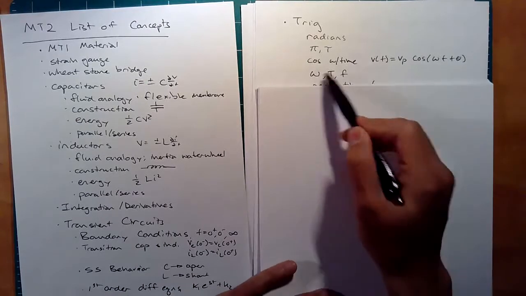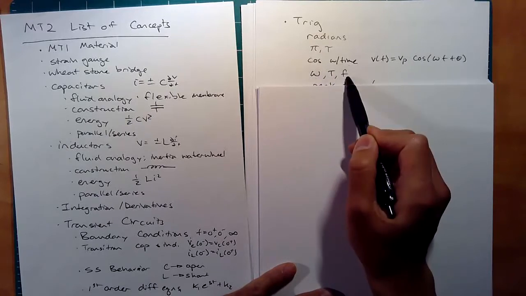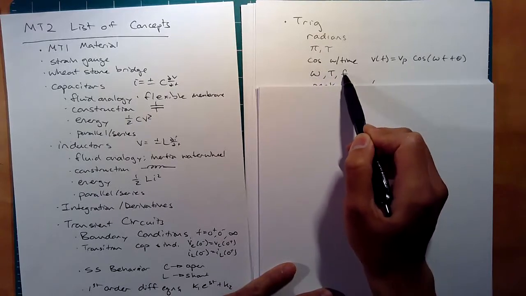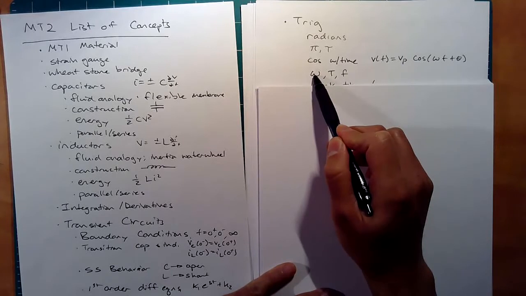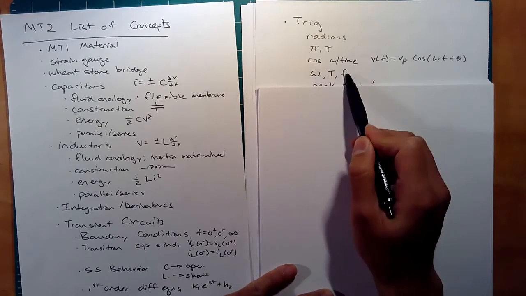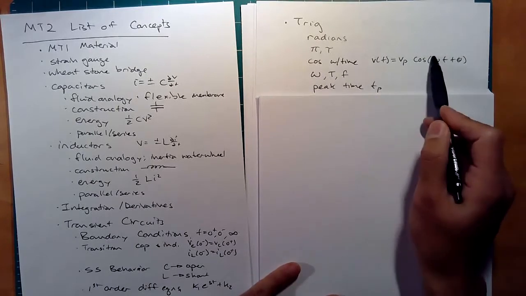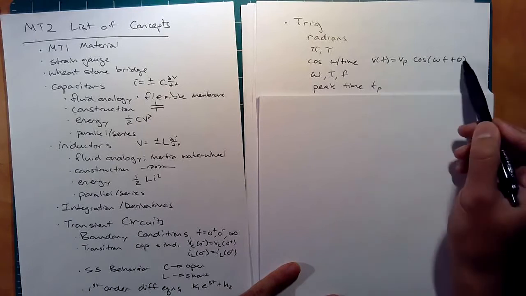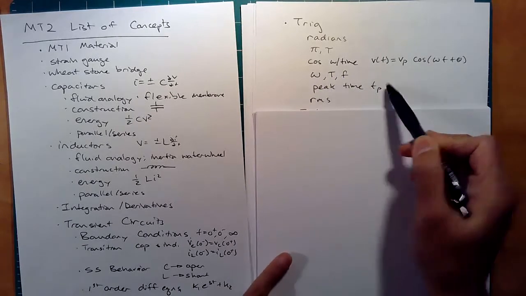Okay, omega, period, and f, these are all interrelated. If you know one, you get all 3 for free. Frequency is cycles per second, period is seconds per cycle, and omega is radians per second. So these are kind of the same thing, just in different units, cycles versus radians. You have to know peak time. Peak time is the time that the cosine peak occurs, and it is related to theta and one of these, okay? And root mean square.